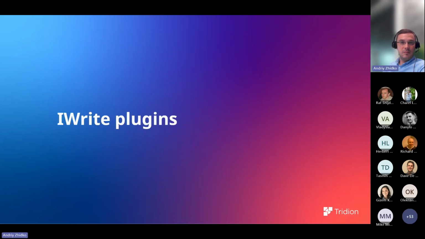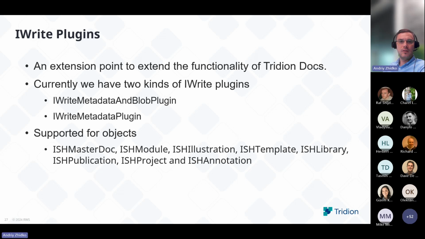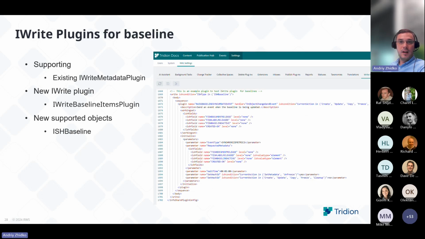Another enabler is iWrite plugins, which are already available as an extension point in Tridion Docs. iWrite plugins fire an event when a create or update action happens on the object, and you can process that event in your custom code. Plugins are supported for maps, modules, illustrations, templates, libraries, applications, projects, and annotations.